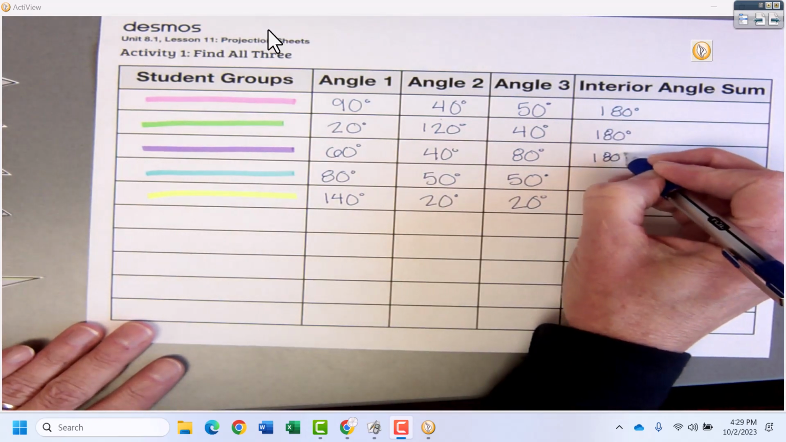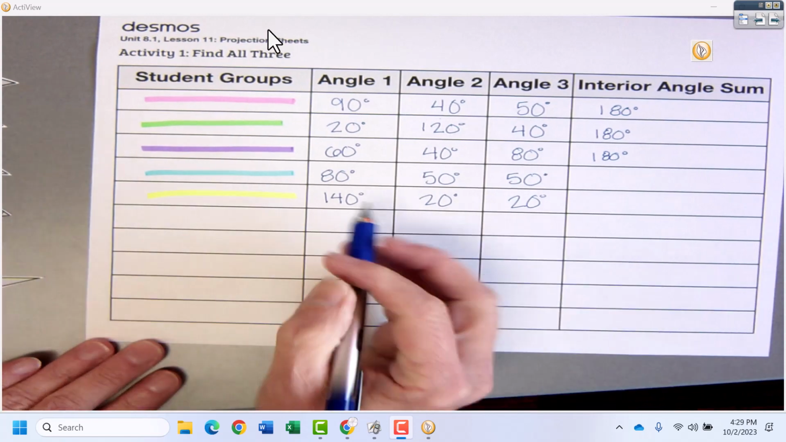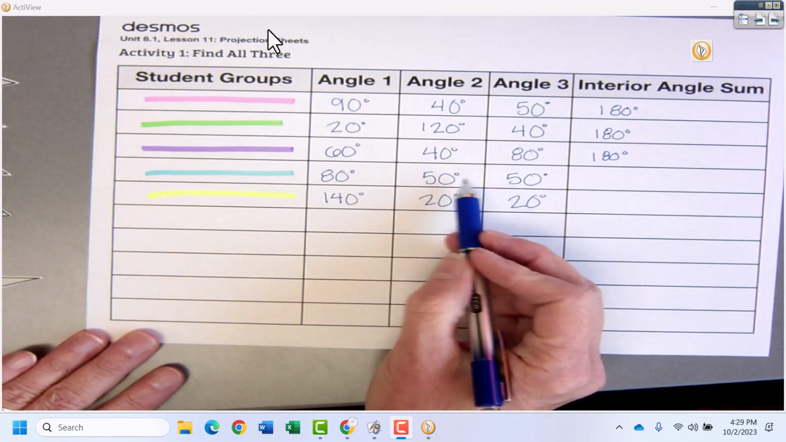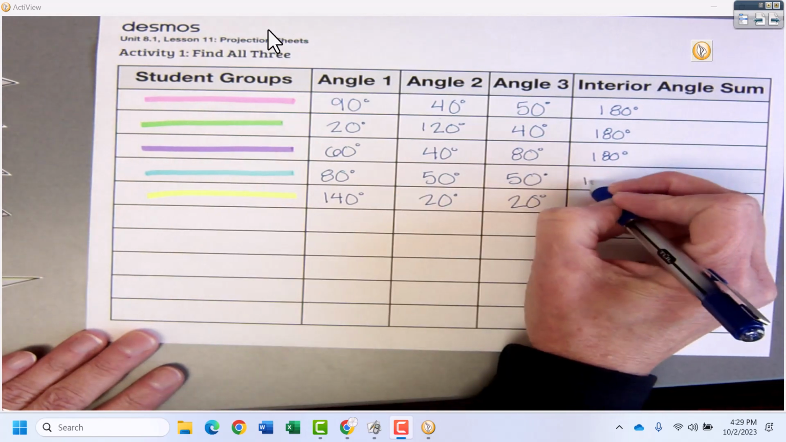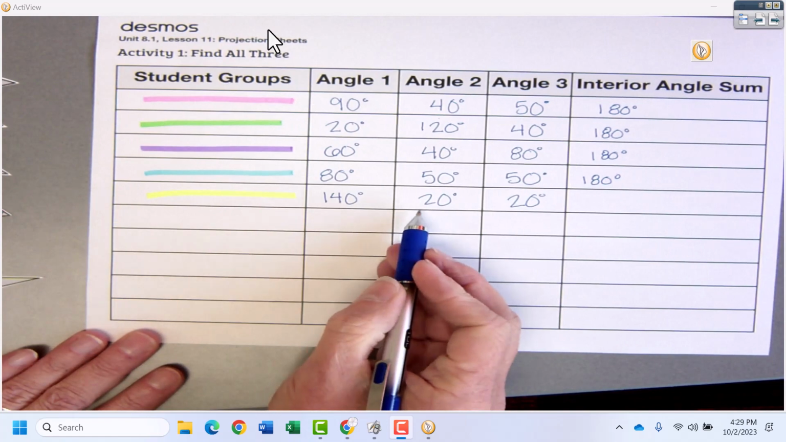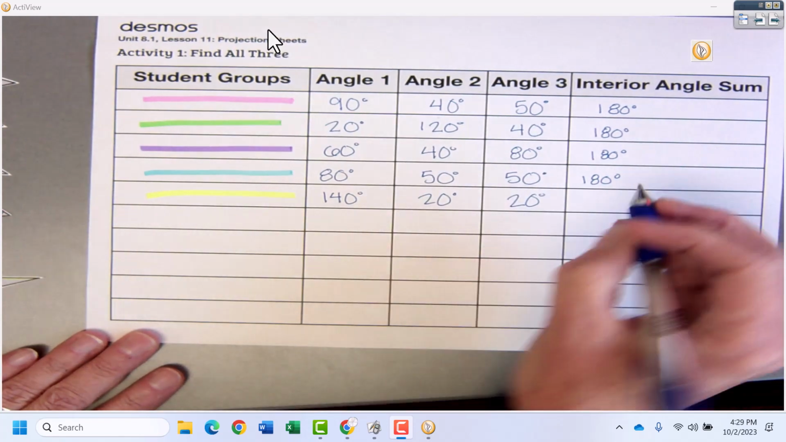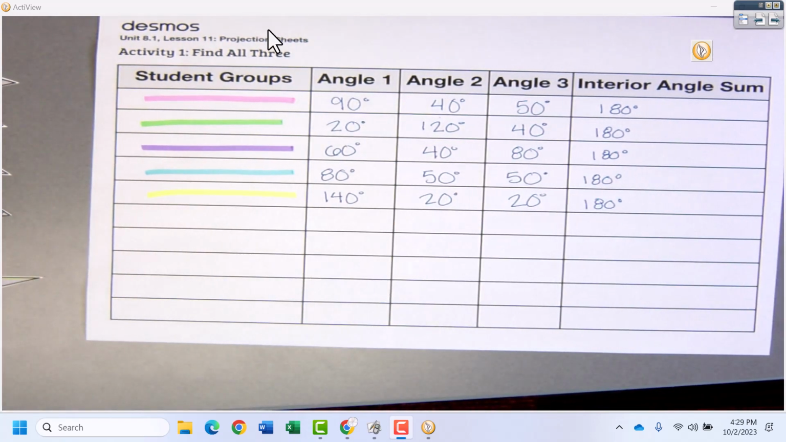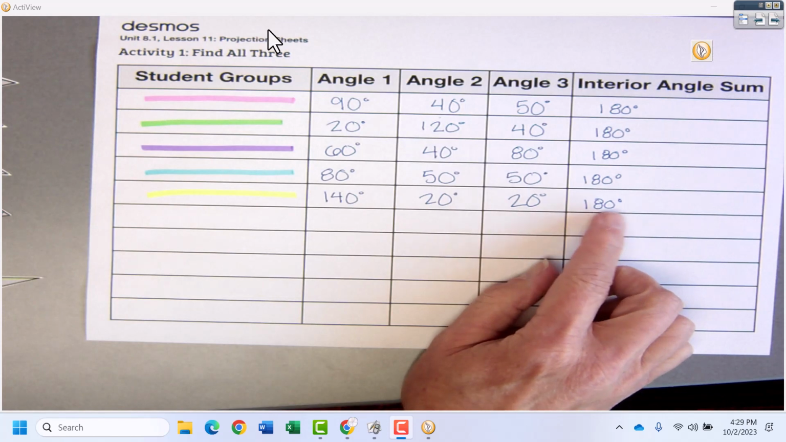Let's do it two more times just to really drive it home. I see 50 plus 50 is 100, and 100 plus 80 is 180. And finally, 140 plus 20 is 160, and 160 plus 20 is 180. And it turns out that it doesn't matter how big or small a triangle is. The three angle measures in that triangle will add up to 180 degrees.